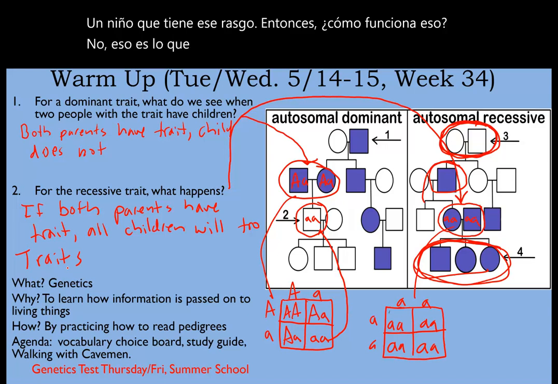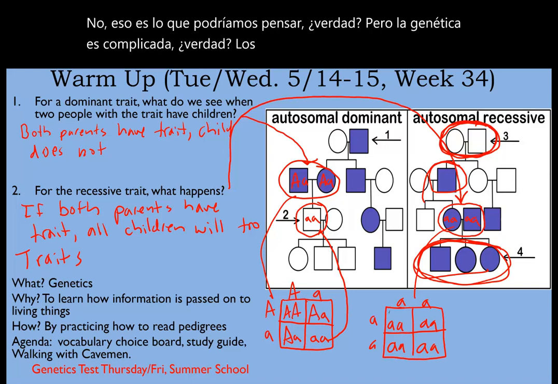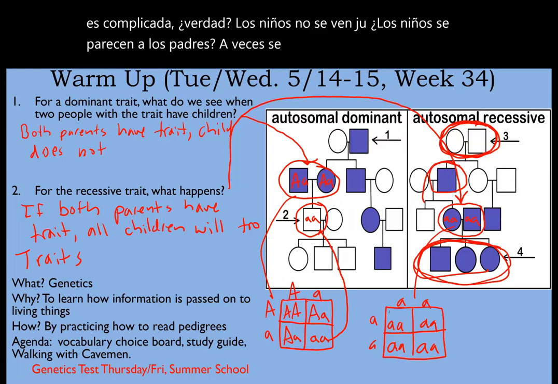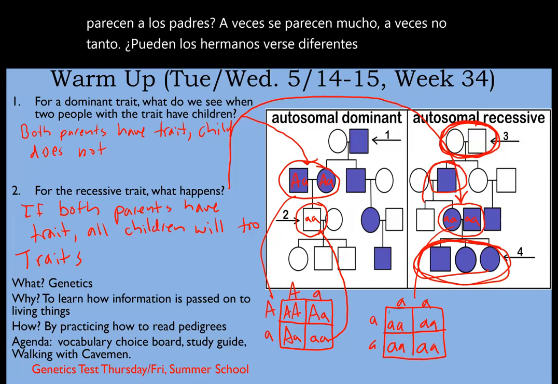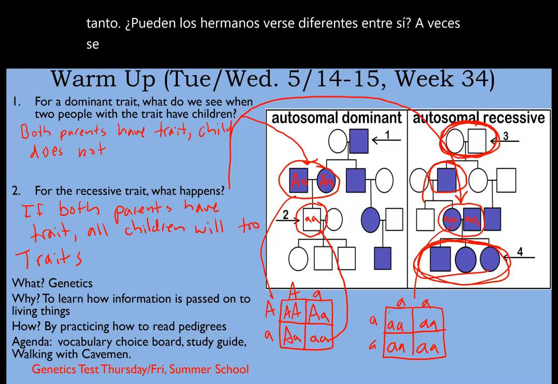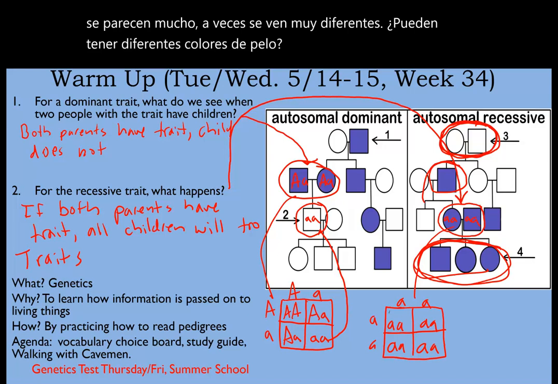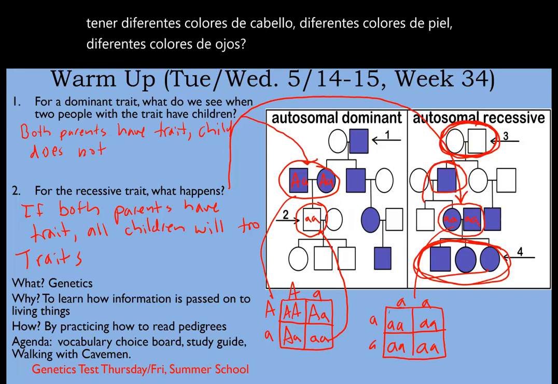But genetics are tricky, right? Do kids look just like the parents? Sometimes they look really similar. Sometimes not as similar. Can siblings look different from each other? Sometimes they look really similar. Sometimes they look really different. Can they have different hair color? Different skin color? Different eye color? Yes. So genetics is really tricky.